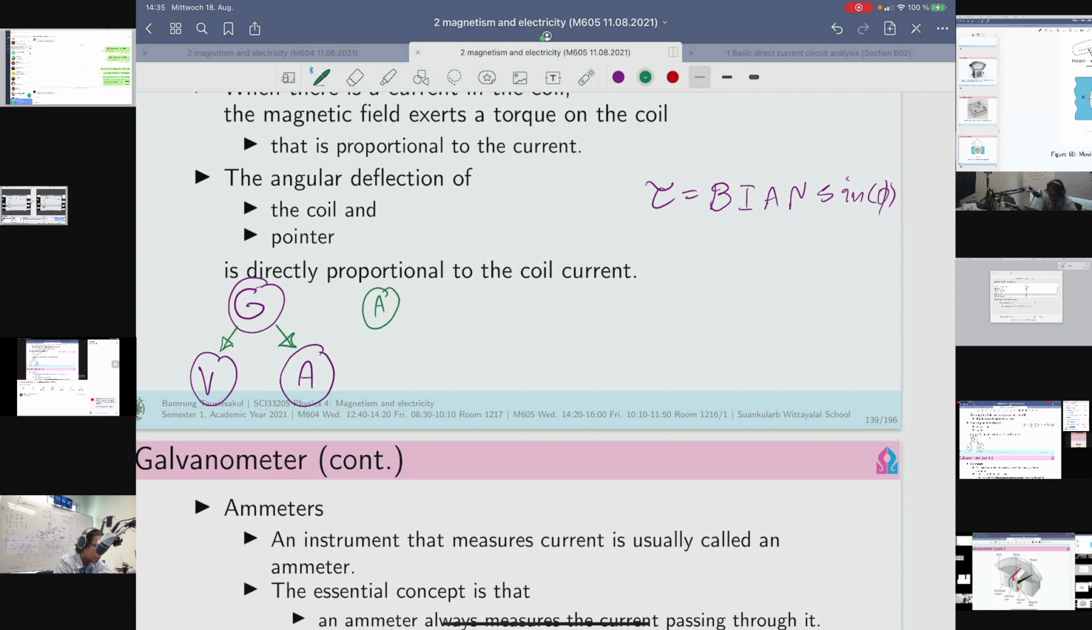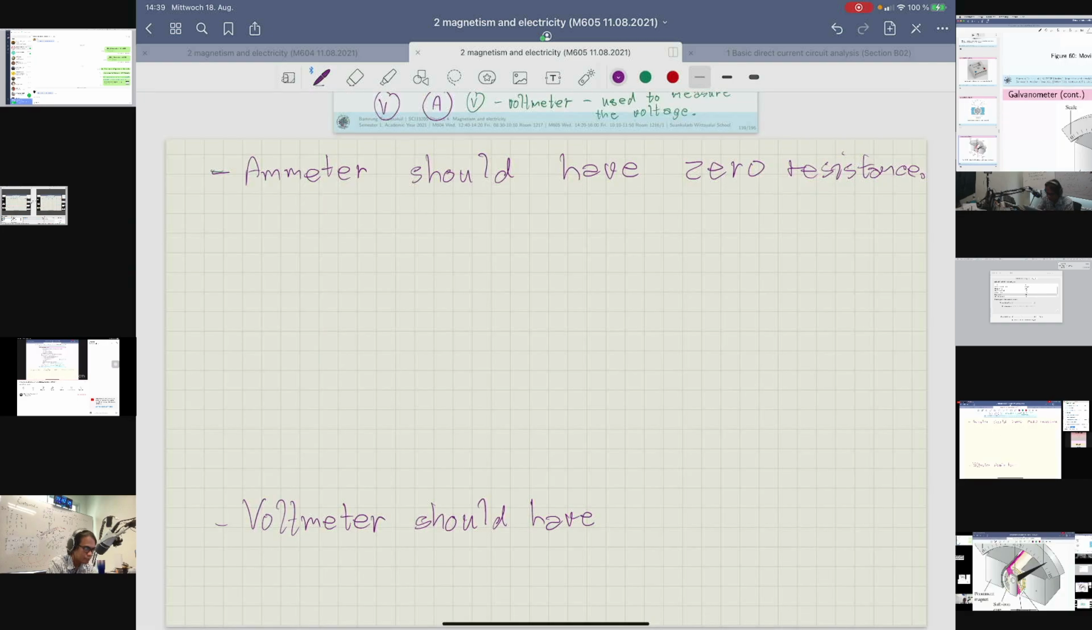Unlike the voltmeter. Ammeter, right? And voltmeter should have, we prefer that, infinite resistance. Infinity value of resistance actually.